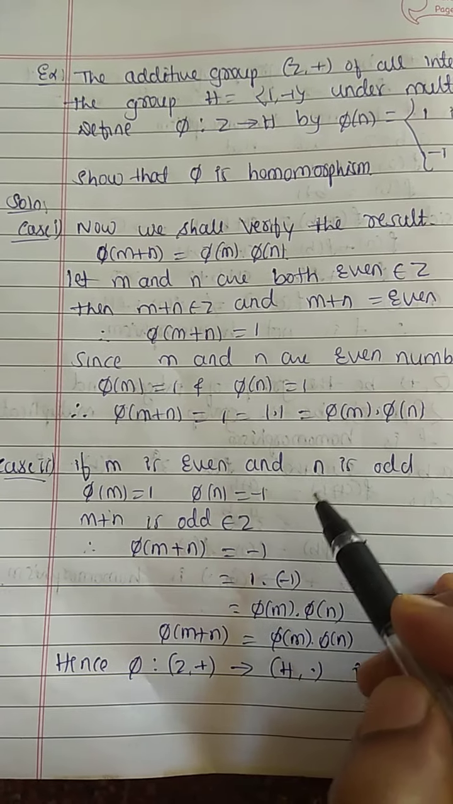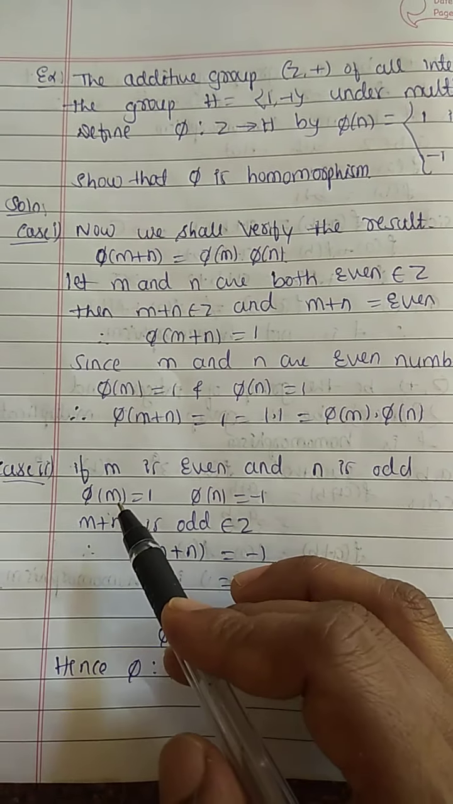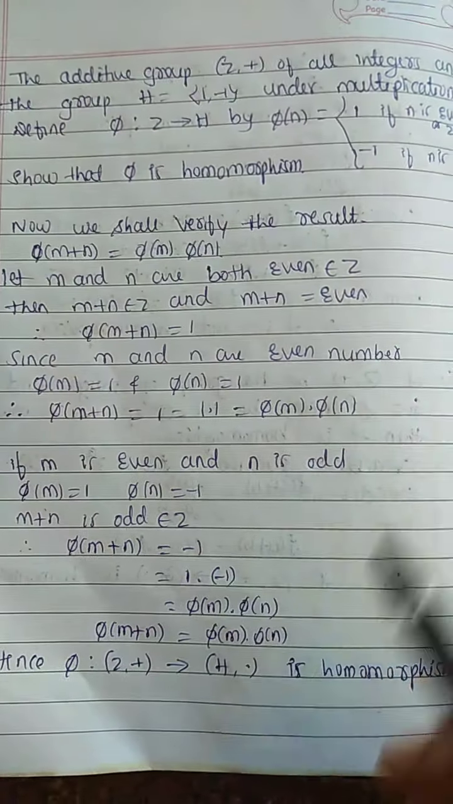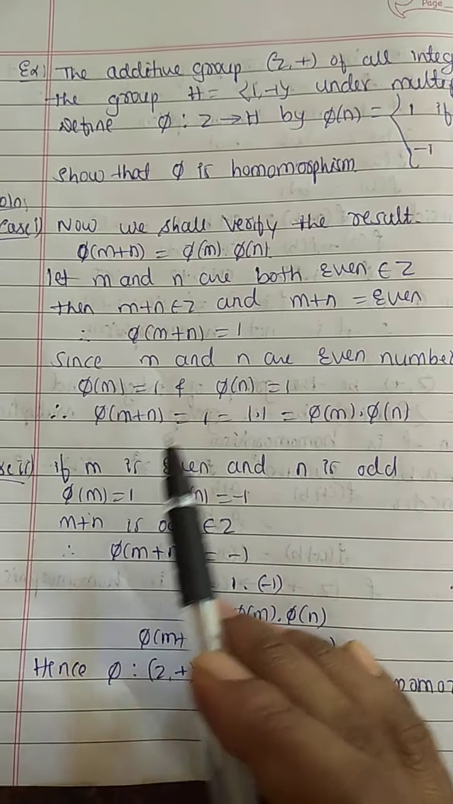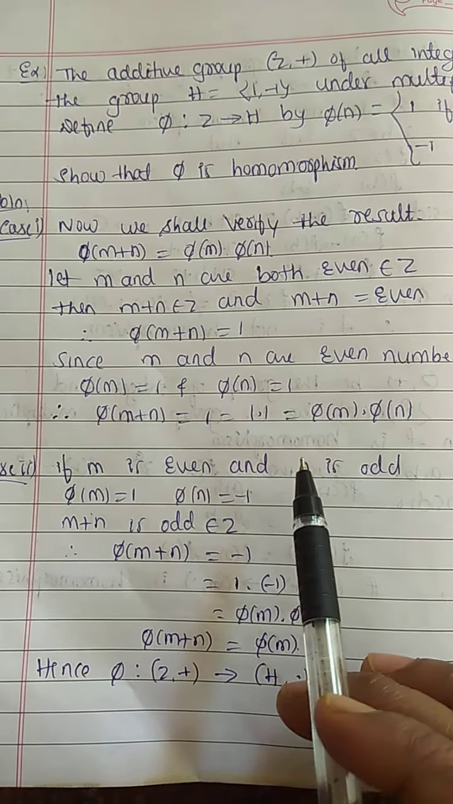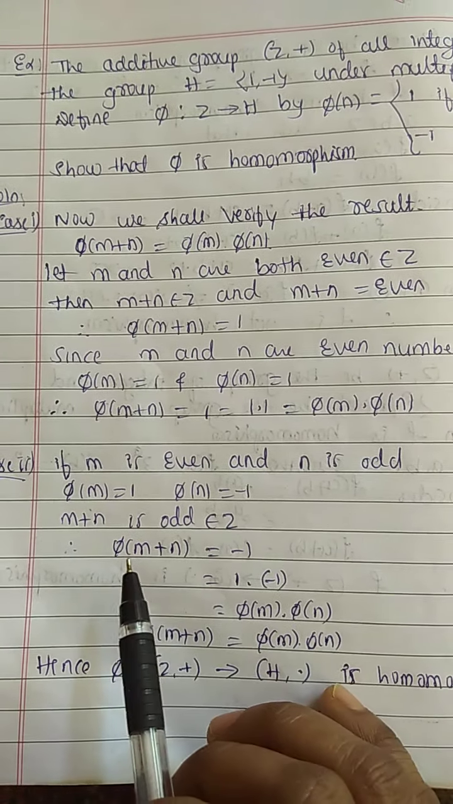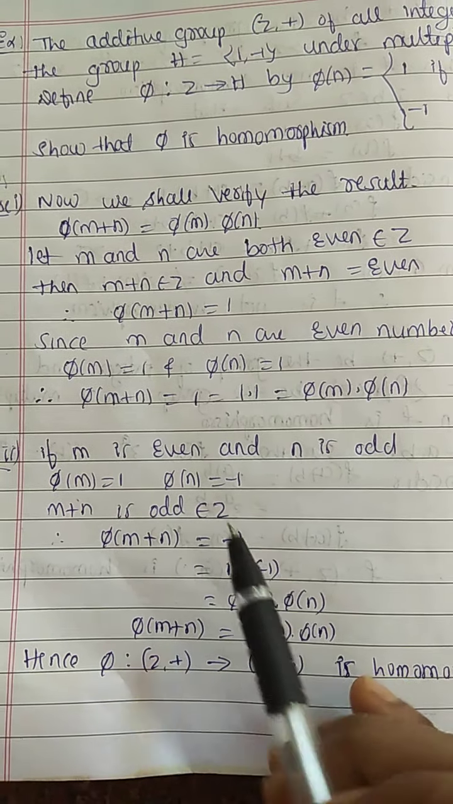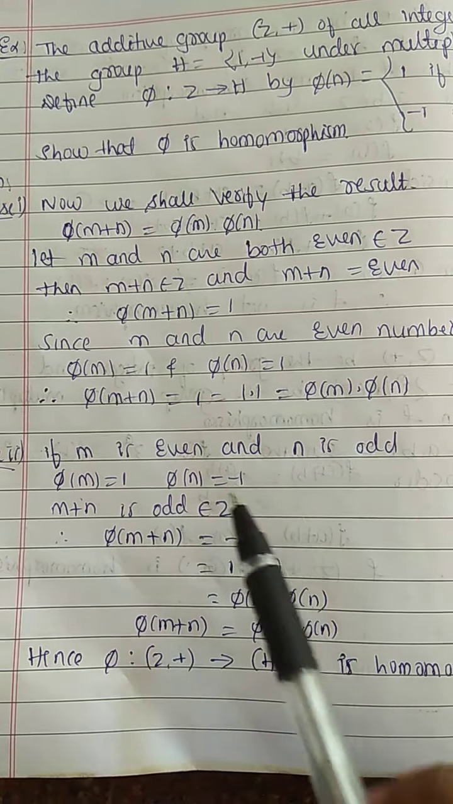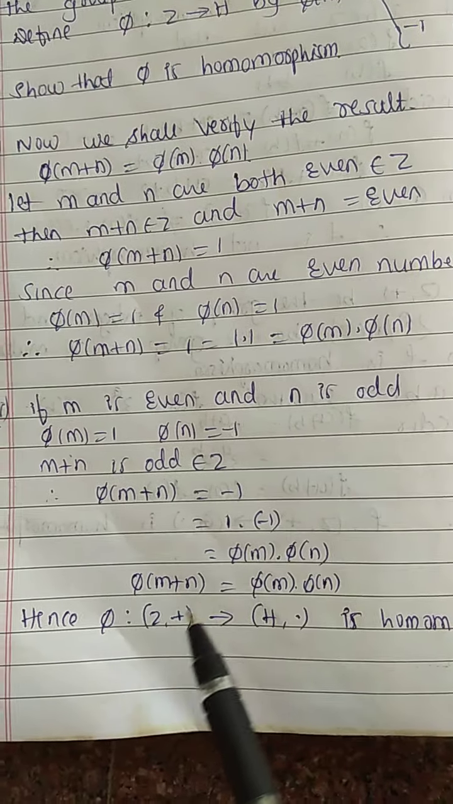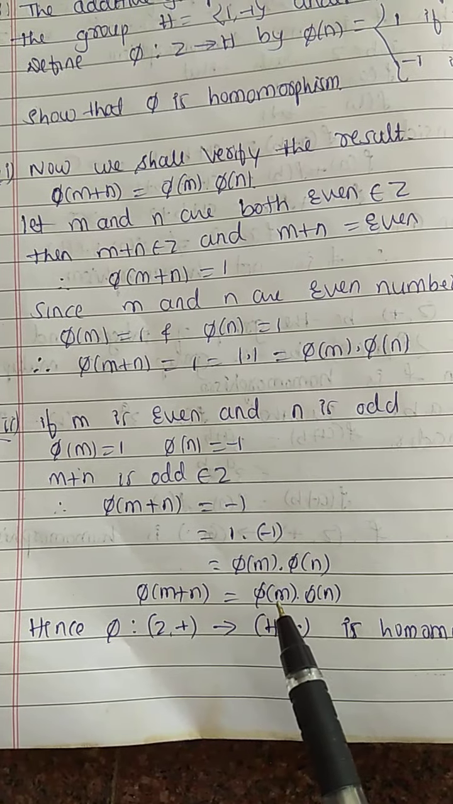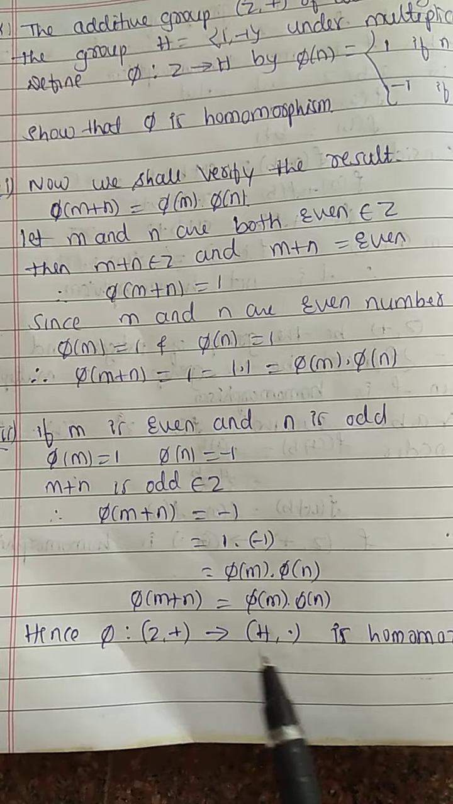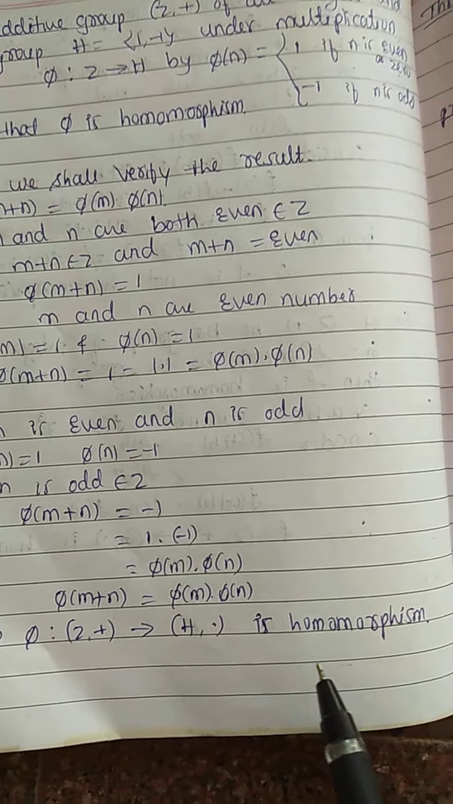Case 2. If m is an even number and n is an odd number, if m is even, pi of m equals 1. If n is odd, then pi of n equals minus 1. Suppose m is 2 and n is 1, then m plus n is odd, so pi of m plus n is minus 1. Minus 1 can be written as 1 into minus 1, where 1 is pi of m and minus 1 is pi of n. Therefore, pi of m plus n equals pi of m into pi of n. Hence, the pi mapping from Z plus to H dot is a homomorphism.